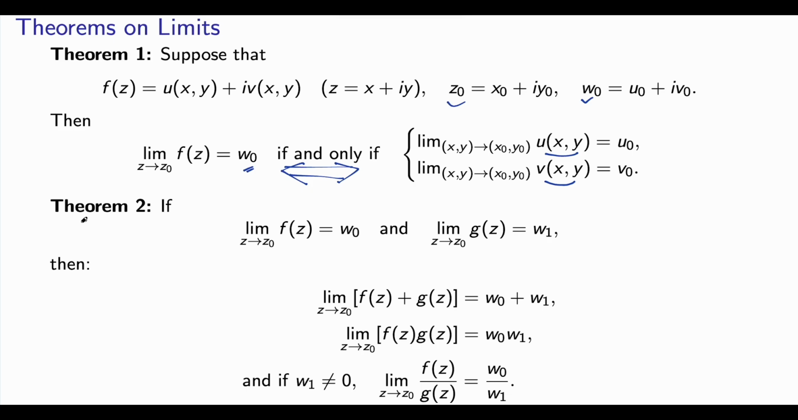Similarly, the next theorem: if limit z tends to z naught f(z) equal to w naught and limit z tends to z naught g(z) equal to w1, two functions, right? Then what about their sum? The limit of the sum is equal to the sum of the individual limits, right? Then what about their product? And similarly, what about their ratio, provided w1 is non-zero, because otherwise this factor is not defined, right? So this is algebra on limits, we can say. These are the important properties.